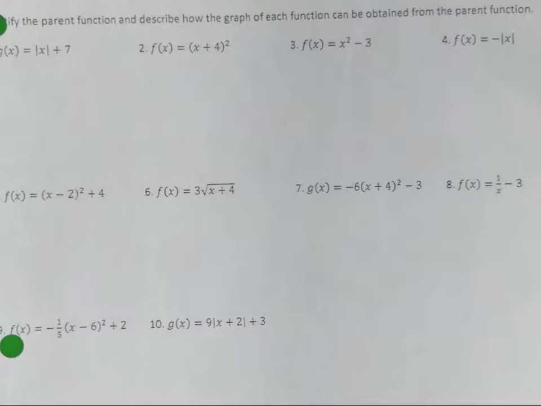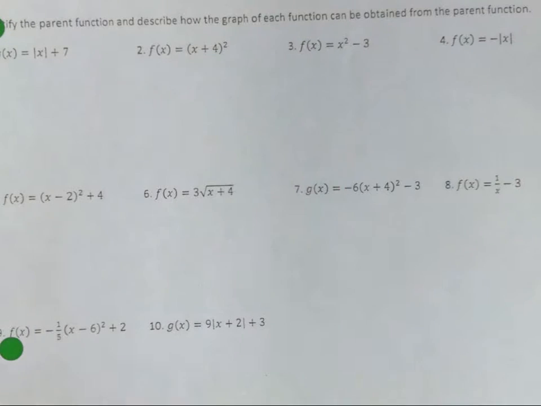Number 1, Tyler, tell me what I would do. First of all, what's the parent function? That's absolute value. Okay, how would you transform that? You're going to go up 7 units. Very good, because it's to the outside, so you move it up 7 units.